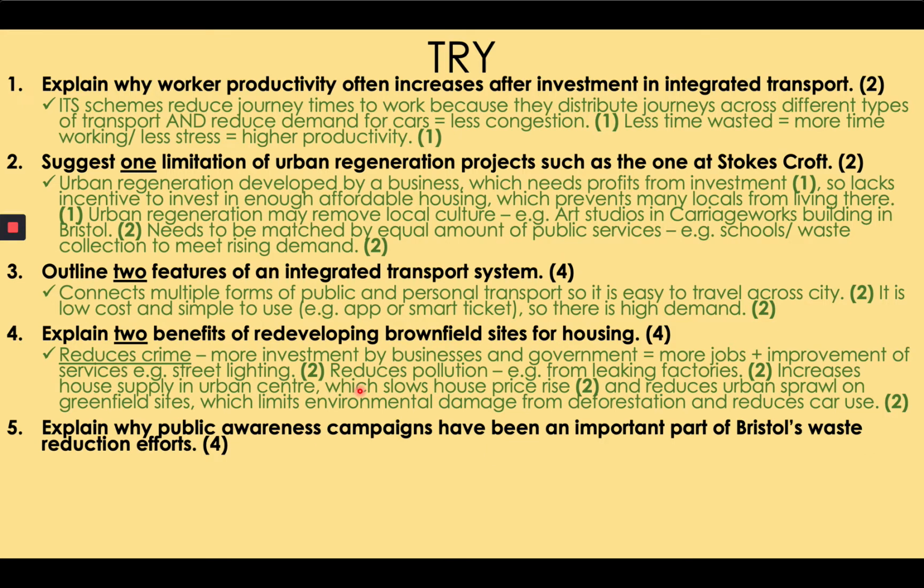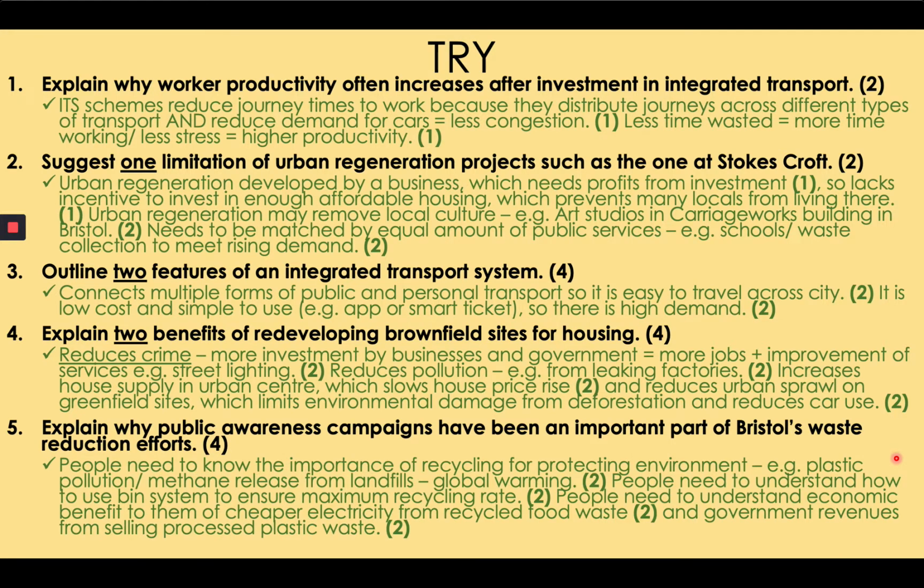So crime, pollution, house supply, house price rise, urban sprawl, greenfield sites, environmental damage, deforestation, car use. These are the key words. Make sure that you have them. Underline them if you have them. Write them in if you don't. 5. Why is public awareness important? Any two of these points. Make sure you explain them exactly as I have.